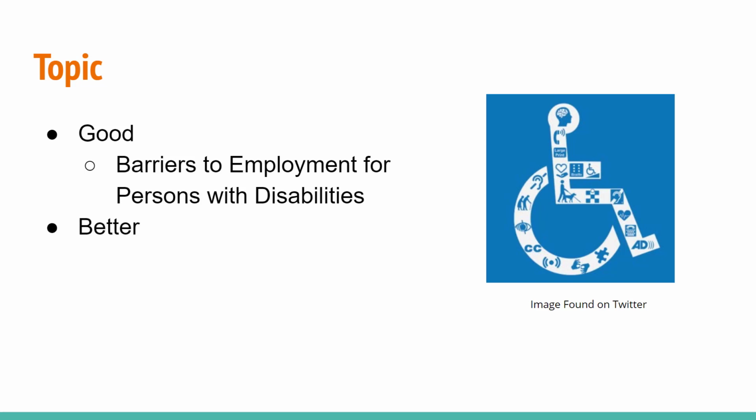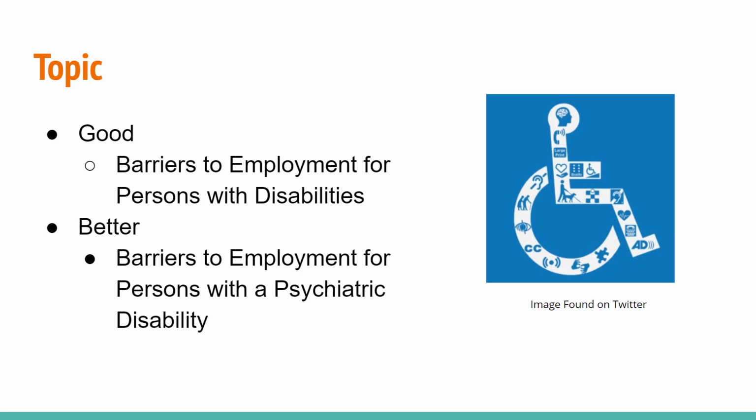A good topic area might be barriers to employment for persons with disabilities. A better topic would be barriers to employment for persons with a psychiatric disability, right? Barriers in general is really big. You can still find relevant research by narrowing it to a specific population or specific disability type.